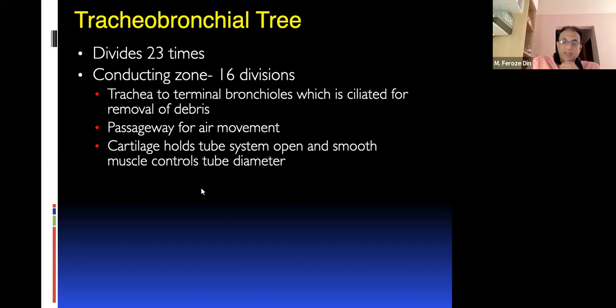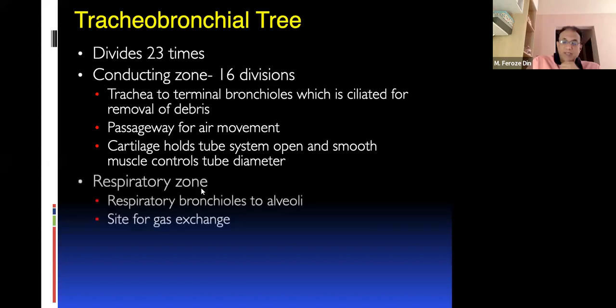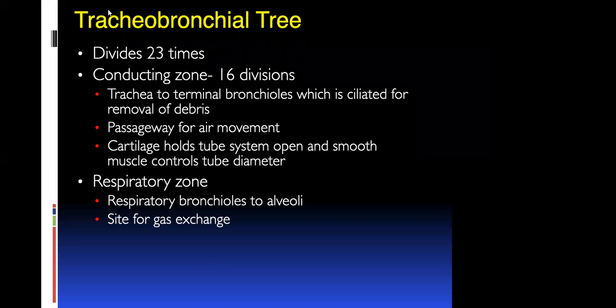The respiratory zone starts at what are called the respiratory bronchioles. That's when the first alveoli are seen in the respiratory tree, so to speak. And that is where the respiratory exchange is going to take place. Yeah, and this is the so-called site for gas exchange. This is the business end of the respiratory tree.